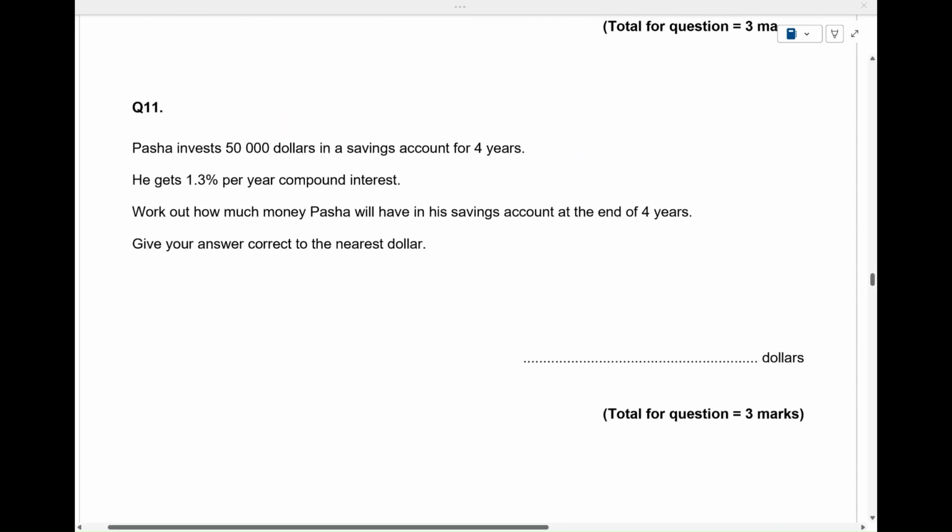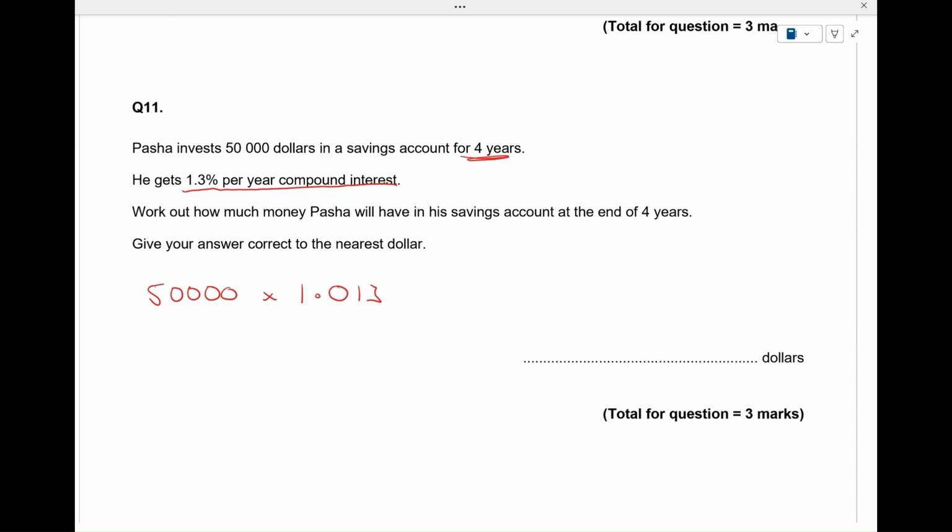Question 11. Pasha invests $50,000 in a savings account for 4 years. He gets compound interest. How do I increase by 1.3%? I'm going to multiply by 1.013 for 4 years. There we go. Work out how much money he'll have in his savings account at the end of 4 years.